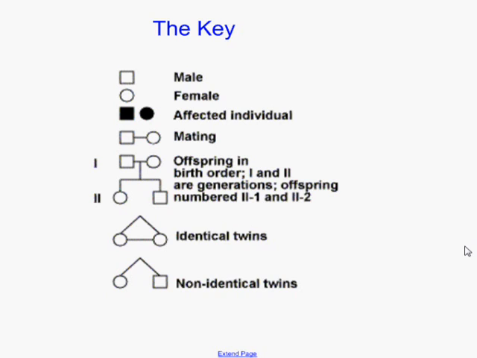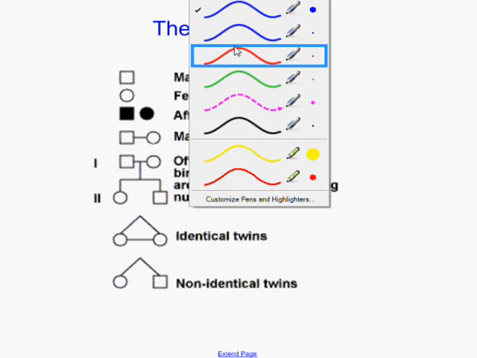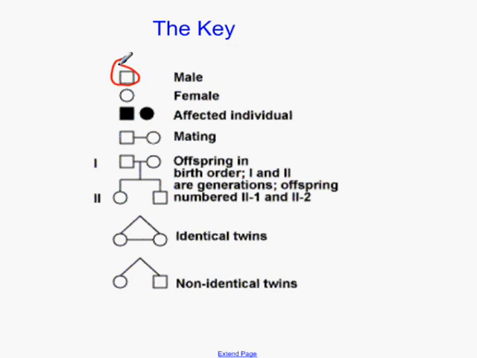So the way it works is that all males are indicated by a square, and all females are indicated by a circle. Okay? Then you have two different types. You can have them empty, like the two that I just circled there, or you could also have the square and the circle filled in. If they're filled in, we call these affected individuals.